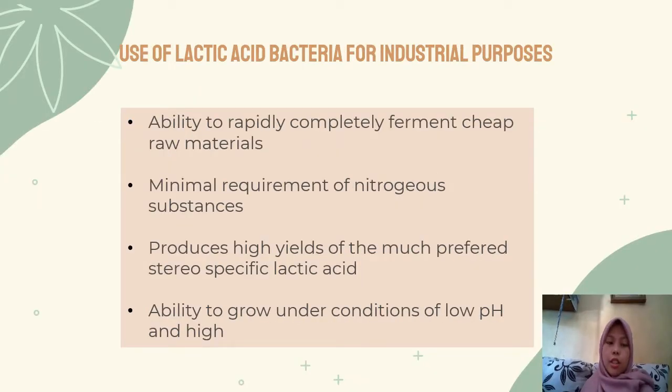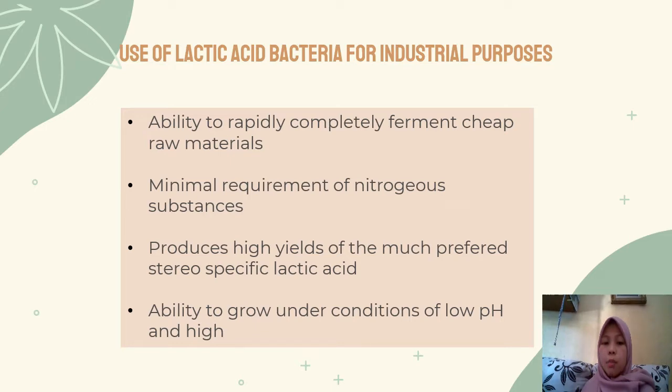Next, we move to the use of lactic acid bacteria for industrial purposes. The desirable characteristics of lactic acid bacteria as industrial microorganisms include the ability to rapidly and completely ferment cheap raw materials, minimal requirement of nitrogenous substances, production of high yields of the much preferred specific lactic acid, ability to grow under conditions of low pH and high temperature, and ability to produce low amounts of cell mass.